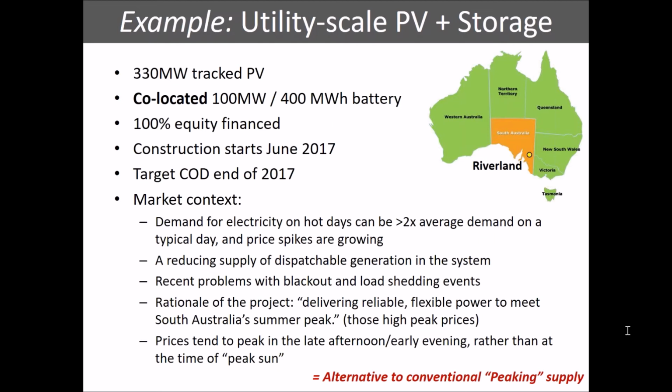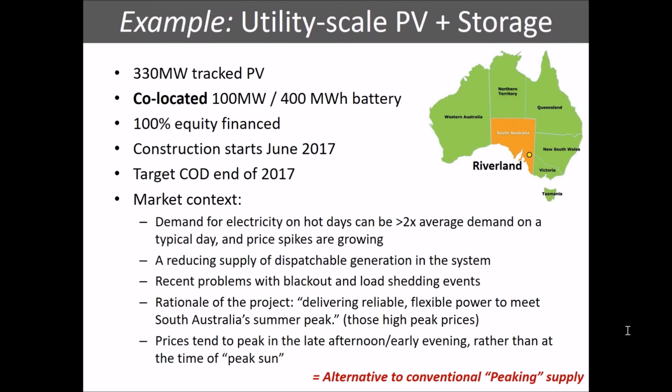This one is in Australia, obviously, as per the map. It's co-located with a PV plant. In this case, the idea is that in South Australia, they have peaks of demand really driven by air conditioning on hot days. And what you've seen is that the demand on hot days can be much higher than the average on a normal day. And what that's producing is a few problems. One is a lack of peaking power. Another one is high prices at peak times. And so the rationale behind this project is fairly straightforward. It's very much around providing an alternative to peaking power plants.